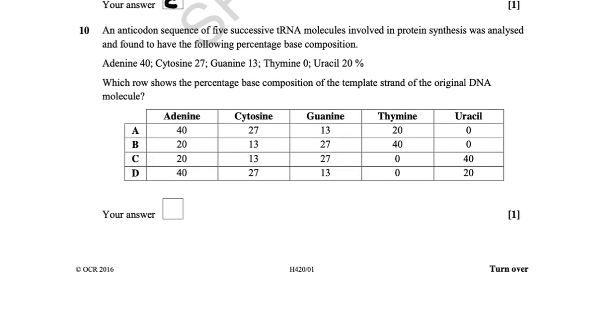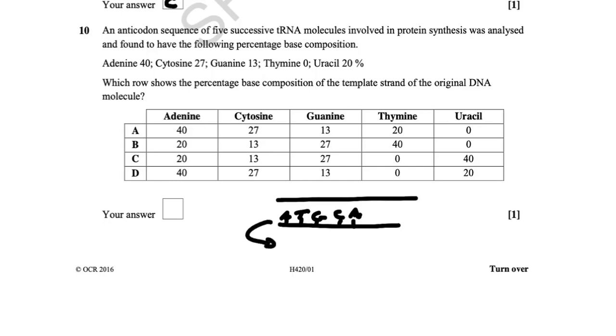Okay, so now on to a question: the anticodon sequence of 5 successive tRNA molecules was analysed and found to have the following percentage base composition. Which row shows the percentage base composition of the template strand of the original DNA molecule? Well, remember that when you have a DNA strand, the template strand will be transcribed. So if this was a template strand here, then that template strand will be transcribed into messenger RNA, so that the DNA triplets would be transcribed into messenger RNA codons.